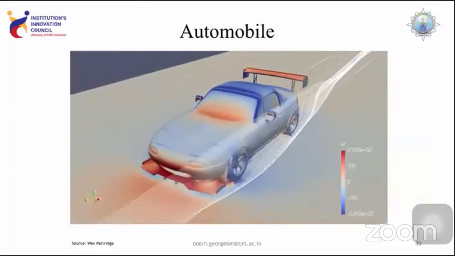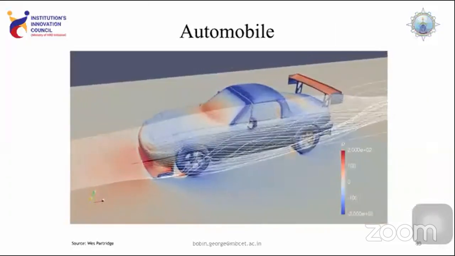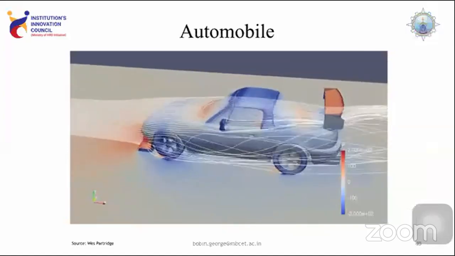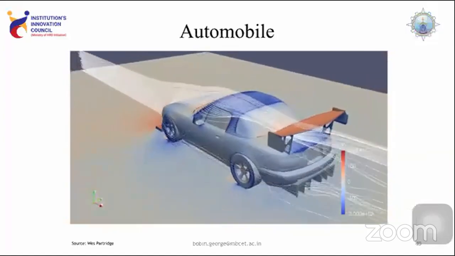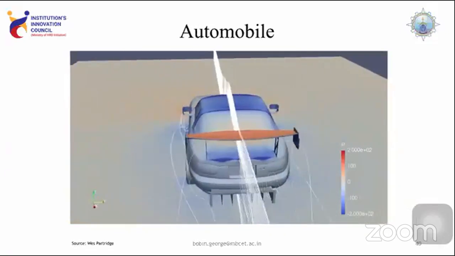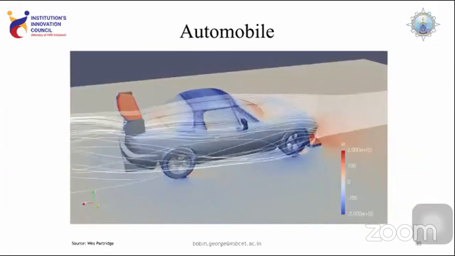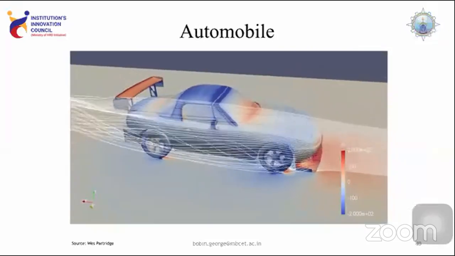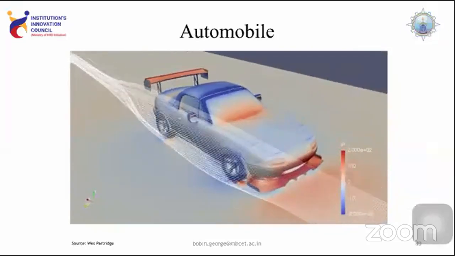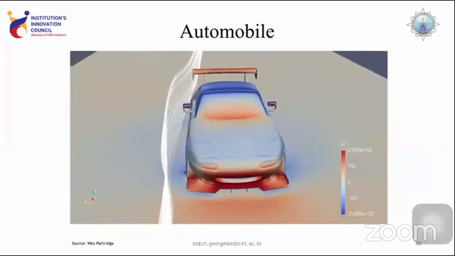So this shows a graphical representation of the external aerodynamics in which a single plane of air is being passed over the designed car. The simulation is done with the help of OpenFOAM software. You can see how the flow attaches to the car and how it detaches.